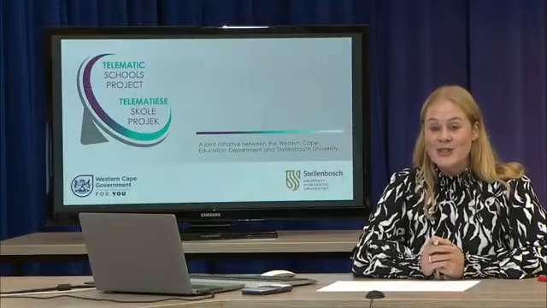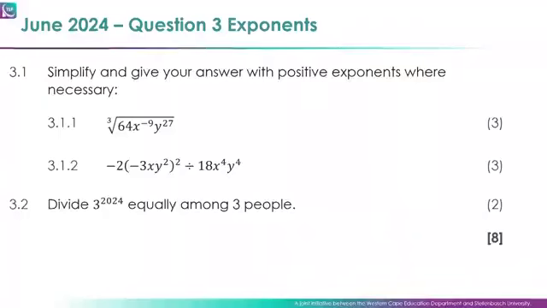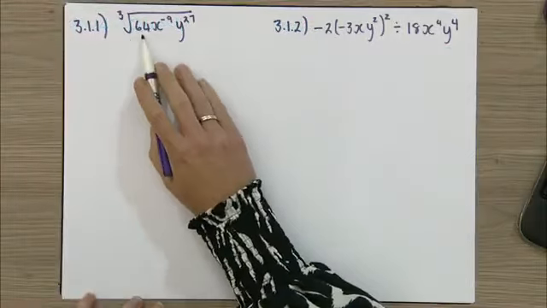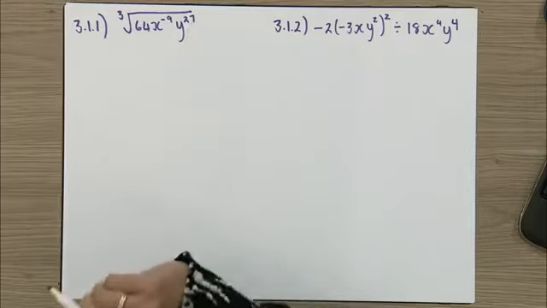Let's look at our answers, grade 9, for our exponents. So, question 3.1. They tell us to simplify and give your answer with positive exponents where necessary. If we look at 3.1, they've given us the cube root of 64 times x to the power of negative 9 times y to the power of 27.